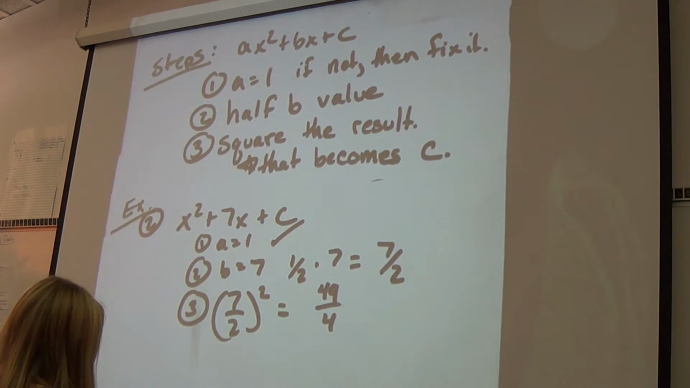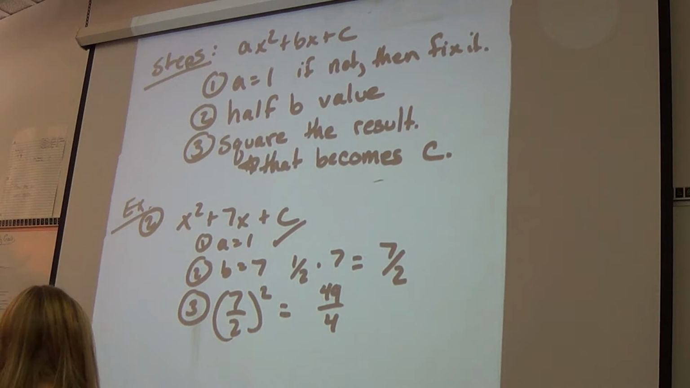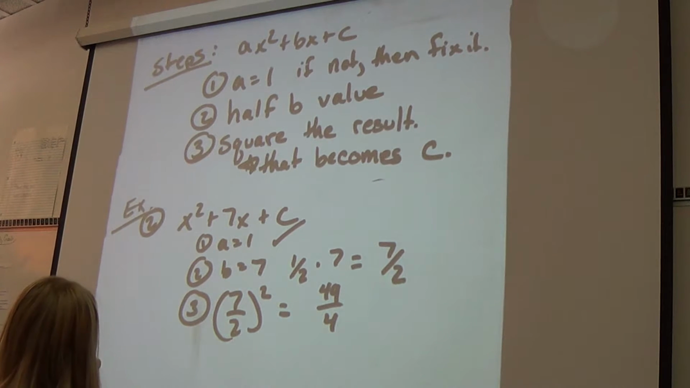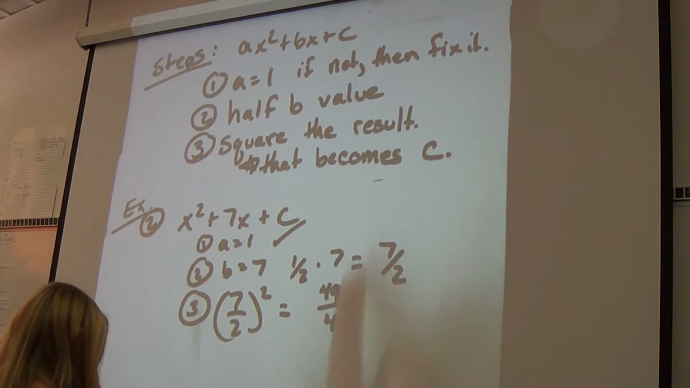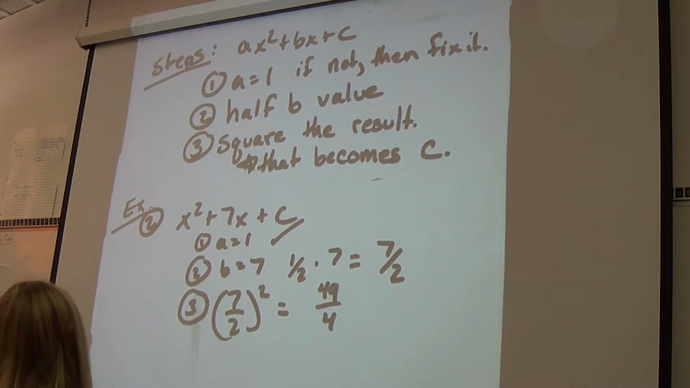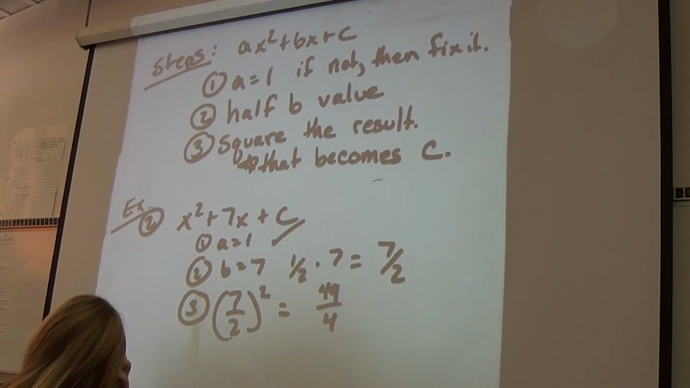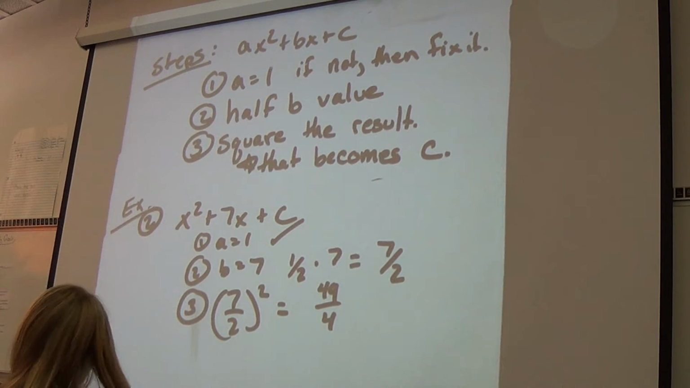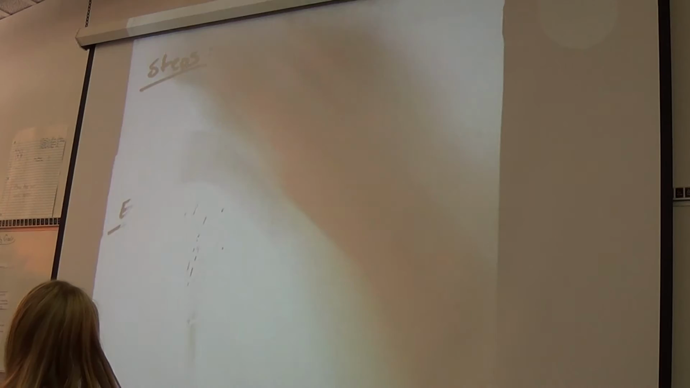Okay? Questions with that? Yes? So it would be just x squared plus 7x plus 49 over 4. All right. So let's go ahead. That kind of, like I said, that's all you're going to do for the first part. And then the part that you'll work on tomorrow is the solving. So let's go ahead and jump into that step.